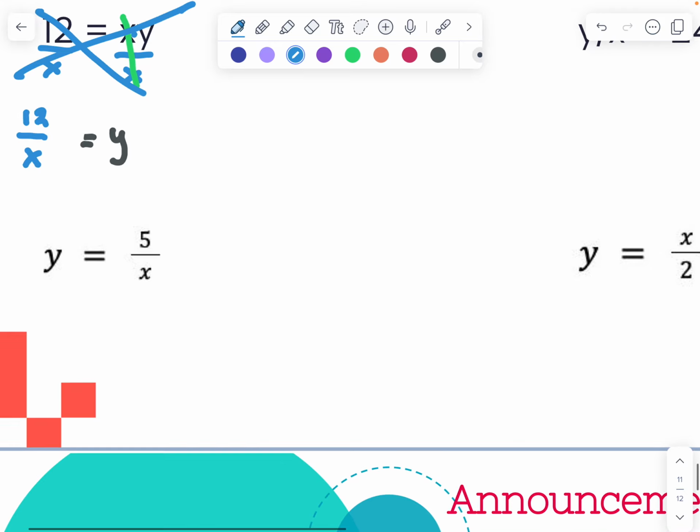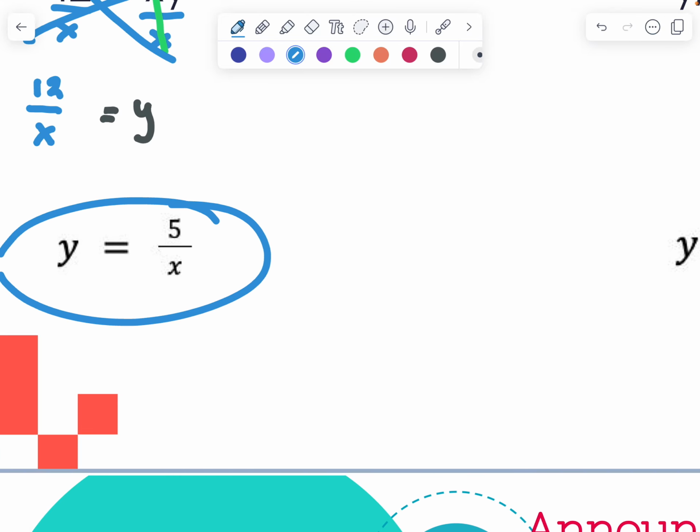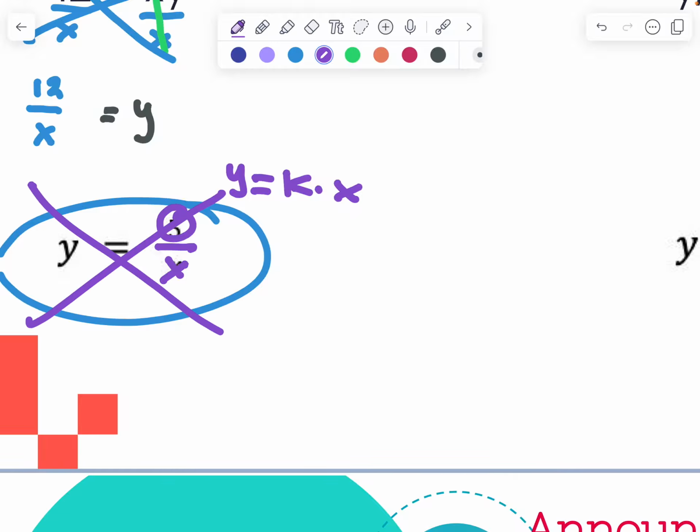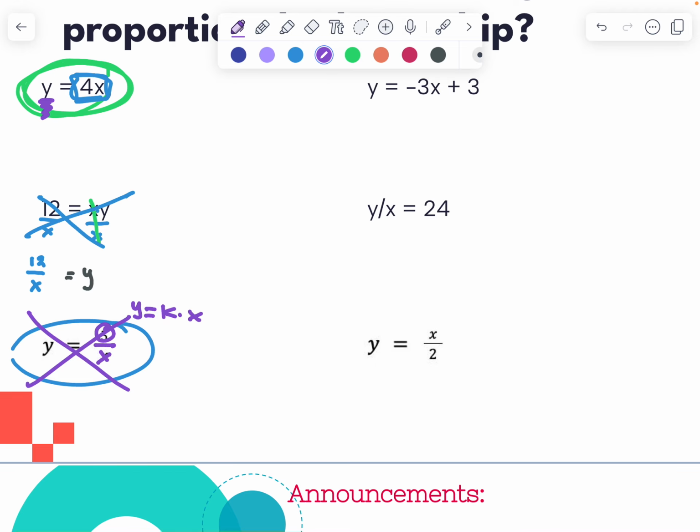Look at right below that. This is another one that almost looks proportional. This is an inverse relationship. We want to see k times x, and this is k divided by x. That is not proportional either.